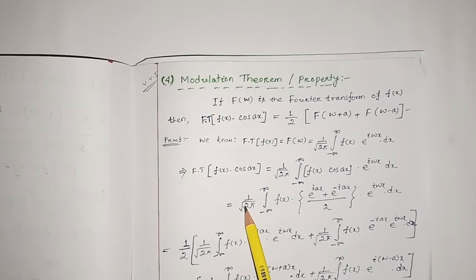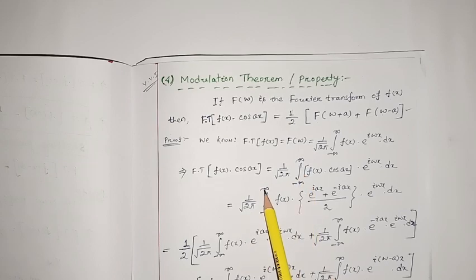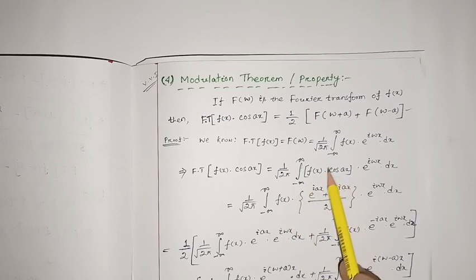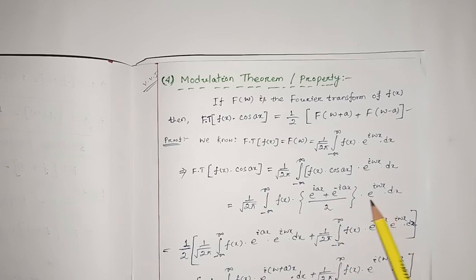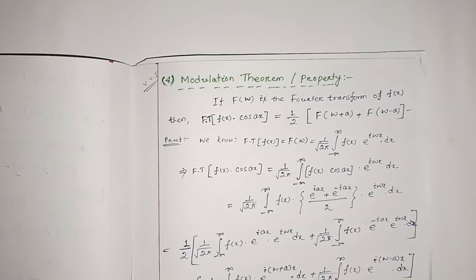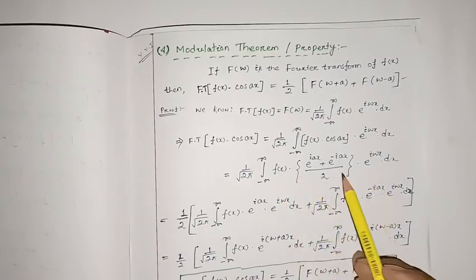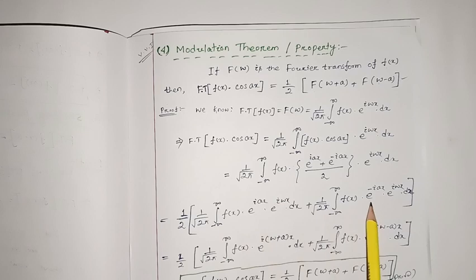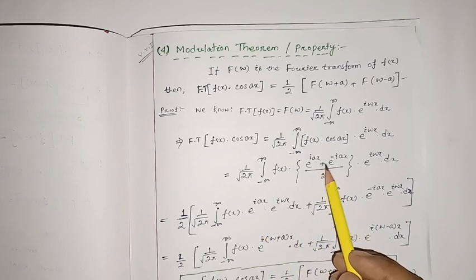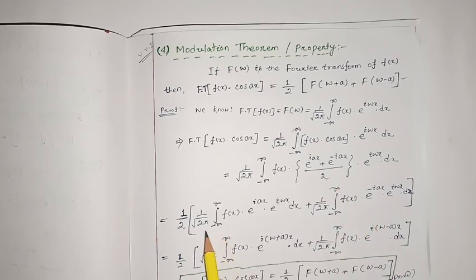This will be 1 by root over 2 pi, integration from minus infinity to plus infinity, f of x into cos ax, which can be written as e to the I ax plus e to the minus I ax by 2, into e to the I omega x dx, right? So here this integral can be segregated into two integrals because there is a plus sign.